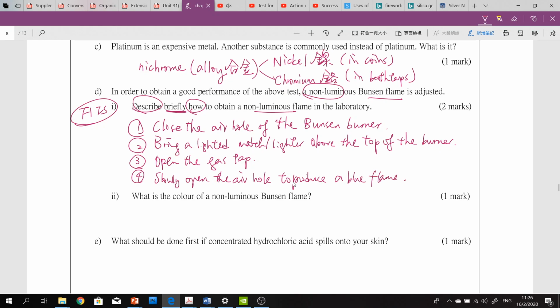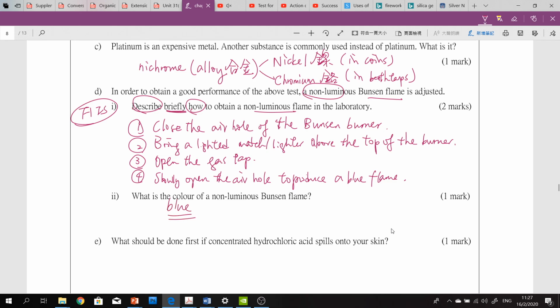So this is what we would like to talk about, the procedures. Do you still remember? It seems quite long, but this is what you are currently doing in our school lab. So what is the color of the flame? As said before, it is blue.